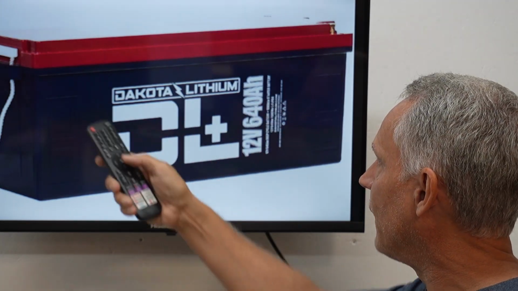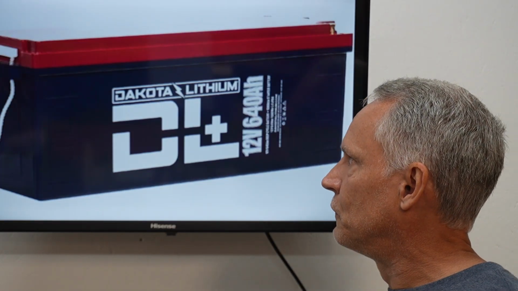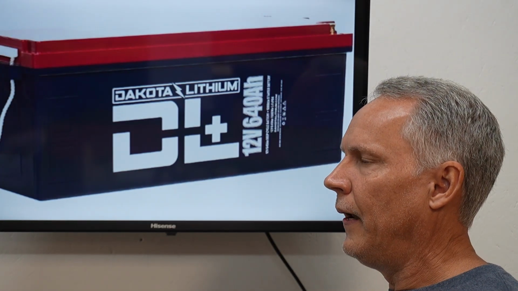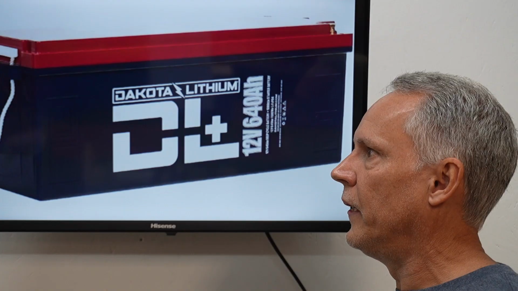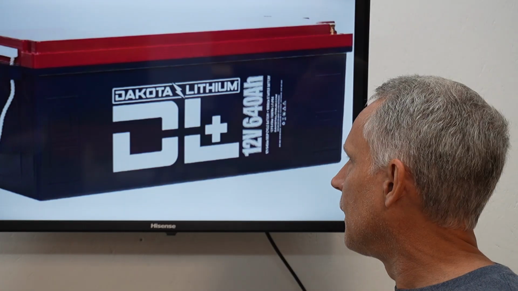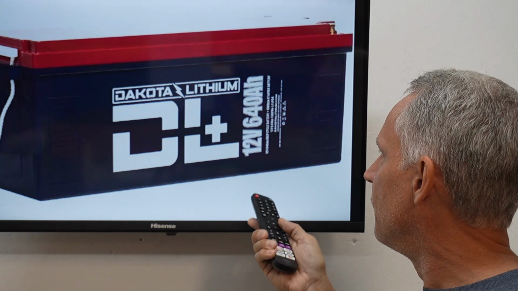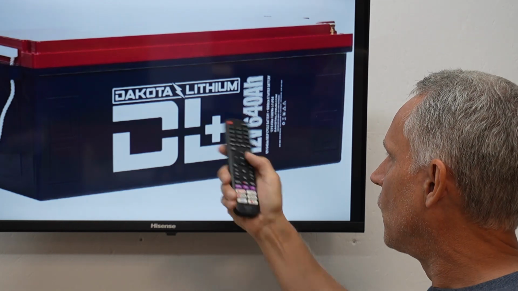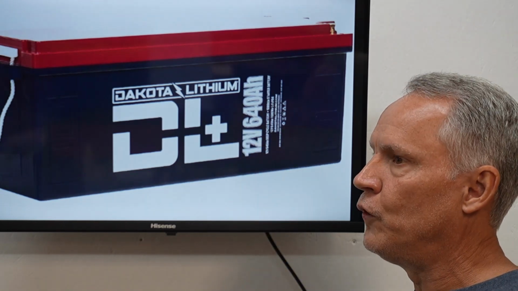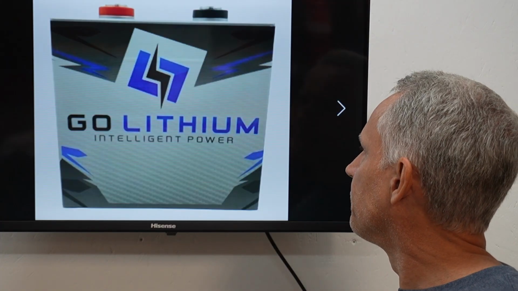You see by the physical size of this battery, that'd be something you would use like in a big RV or a big commercial bus, something where you need a lot of stored energy, right? This battery would be extremely expensive, but extremely capable. But the Dakota Lithium, theirs do have internal battery management systems.